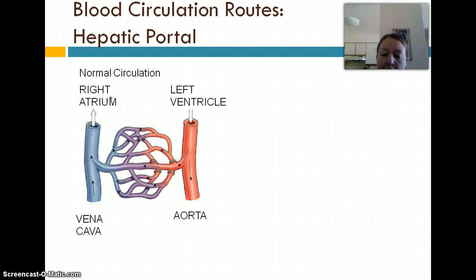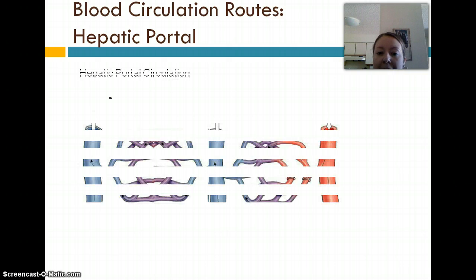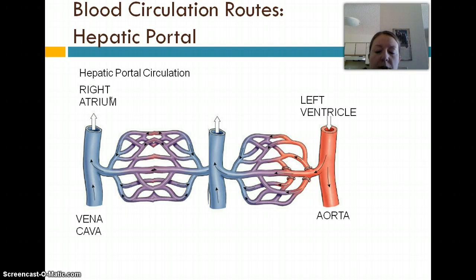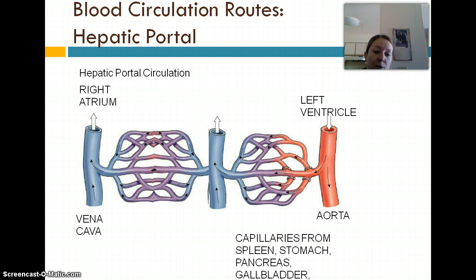Now let's clear all this off and show you hepatic. Two capillary beds. The starting and ending is still the same. We start at the left ventricle, pump into the aorta, and end in the vena cavas, emptying into the right atrium. However, in between, we have two capillary beds. The aorta is going to drop off blood in all the interior organs, like the stomach, small intestines, gallbladder, all of those organs. And then if it was normal circulation, it would take this vein, and this vein would go back over here.